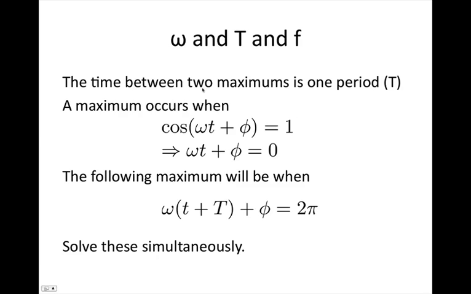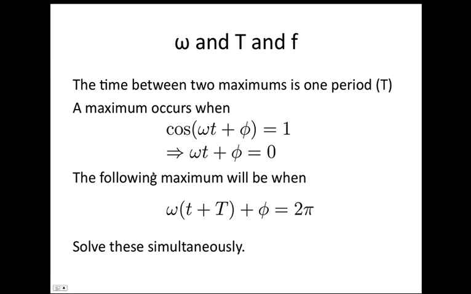Well, the time between two maximums is one period. When we travel from one maximum point to another maximum point, it takes a time T. The maximum positions occur when cos(omega t plus phi) is equal to 1. So the first maximum we can say is when omega t plus phi is equal to 0, because that satisfies this equation here. Now the following maximum will occur 2 pi radians later.